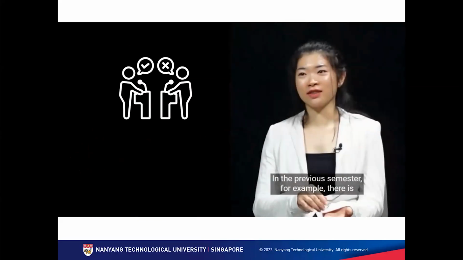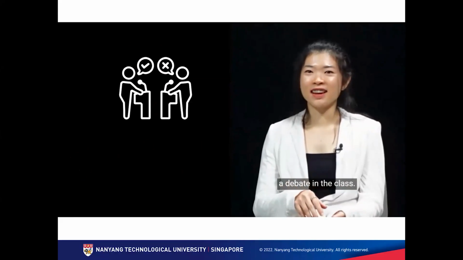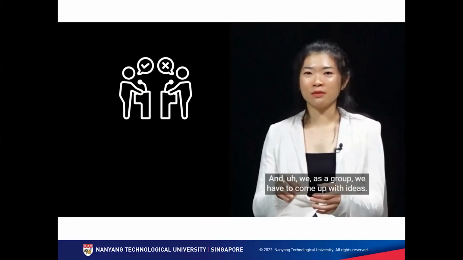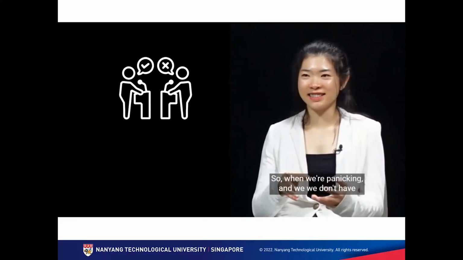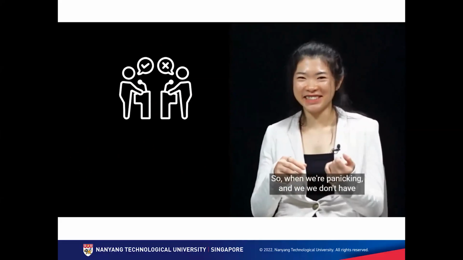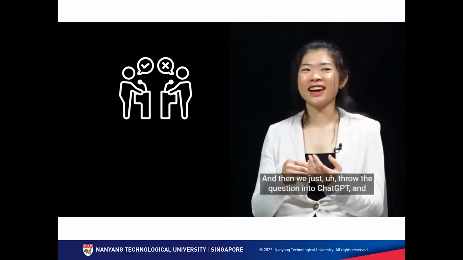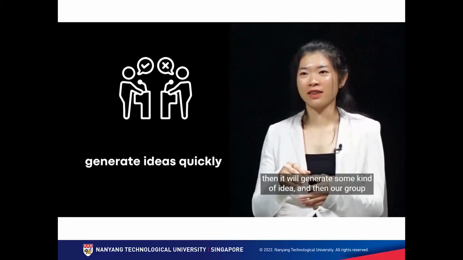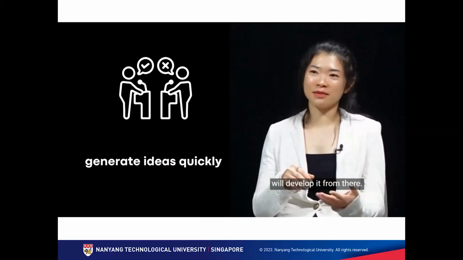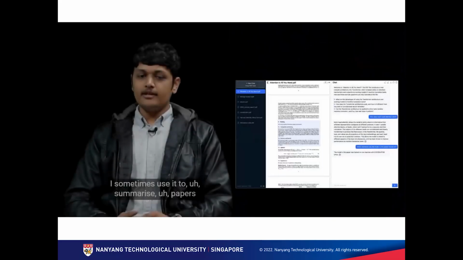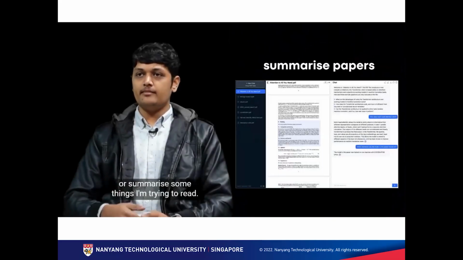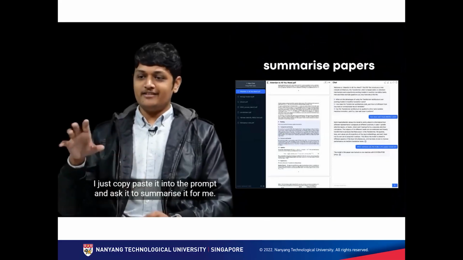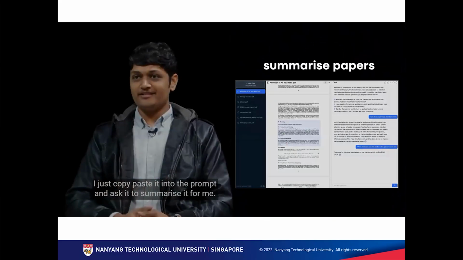In the previous semester, for example, there's a debate in the class. And the debate is very short, we keep it to 15 minutes. And we, as a group, have to come up with ideas. So when we're panicking and we don't have any idea in mind, we just throw the question into ChatGPT, and it will generate some kind of idea, and then our group will develop it from there. I sometimes use it to summarize papers or things I'm trying to read. If it's too long, I know I just need to get the gist of it. I just copy paste it into the prompt and ask it to summarize it for me.